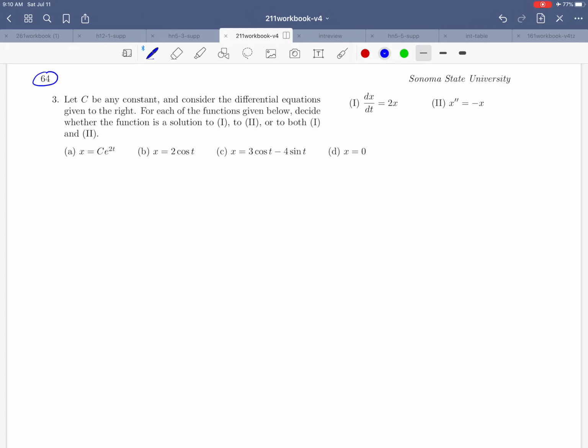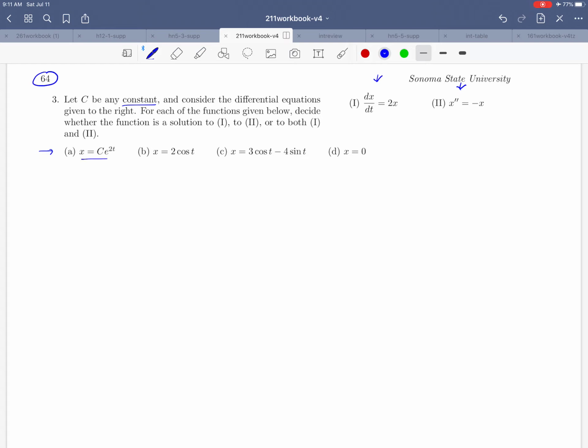They start us off with a constant c and a couple of differential equations that we're seeing over here. The idea is we want to take these functions that they're giving us and check them one by one to see which differential equation or equations they might be solutions to. All right, so let's start with part A.